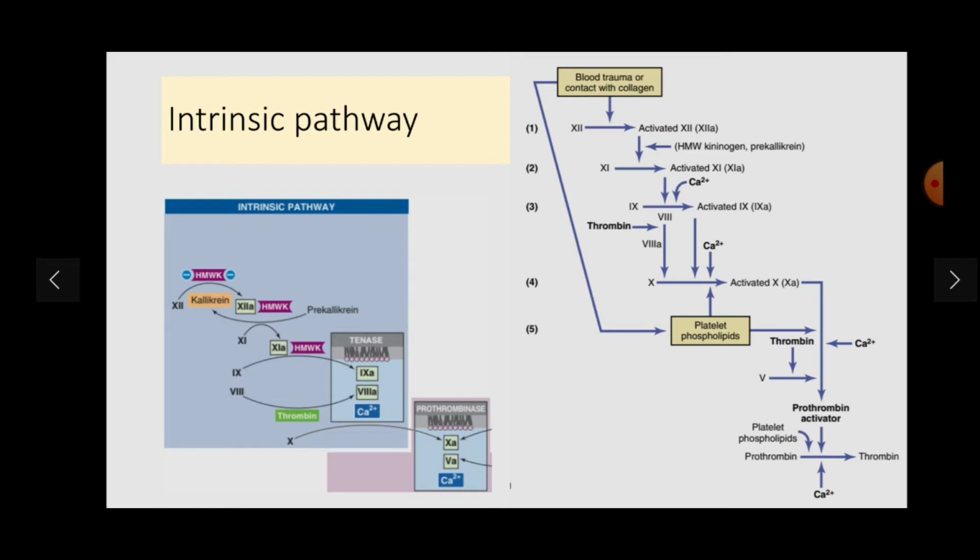Now this activated factor 9, along with factor 8 and calcium, forms a complex known as the tenase complex, and this tenase complex converts factor 10 into activated factor 10. This activated factor 10, along with activated factor 5 and calcium, forms the prothrombin activator complex in the intrinsic pathway. So the factors involved in the intrinsic pathway are factor 12, factor 11, factor 9, and factor 8.